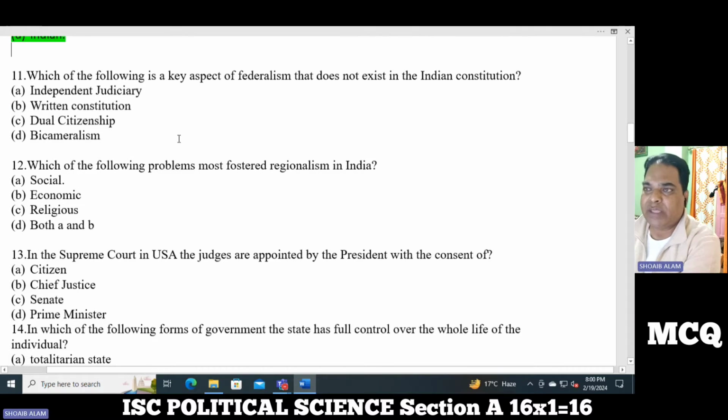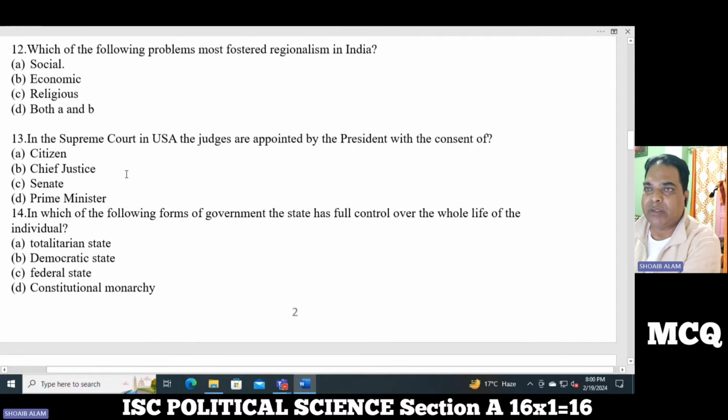Now, which of the following is a key aspect of federalism that does not exist in the Indian Constitution? Which one of it? So it is here: we don't have dual citizenship. Dual citizenship is not at all mentioned in our constitution. Now number 12, which of the following problems most fostered regionalism in India?